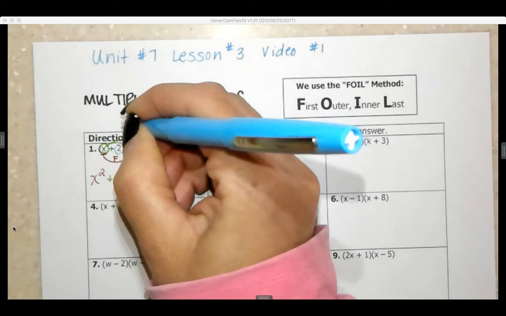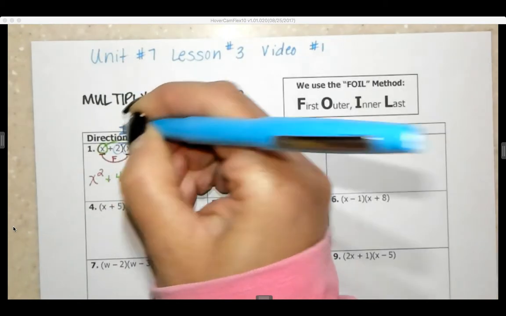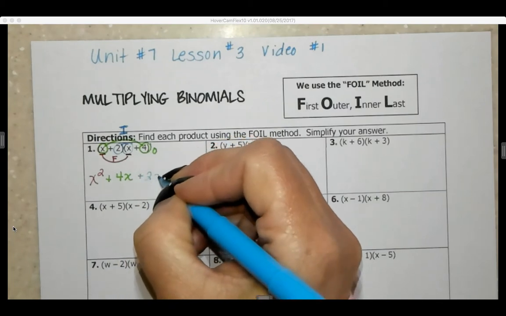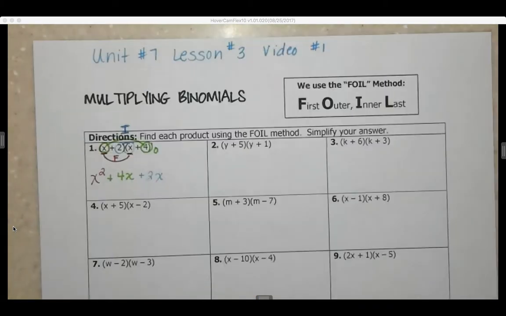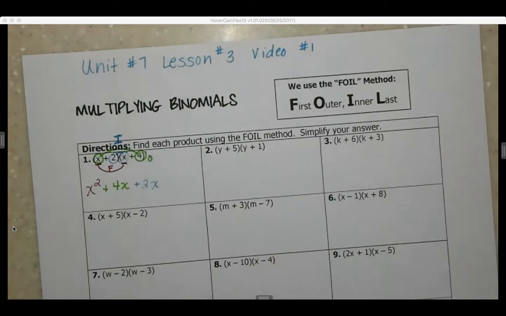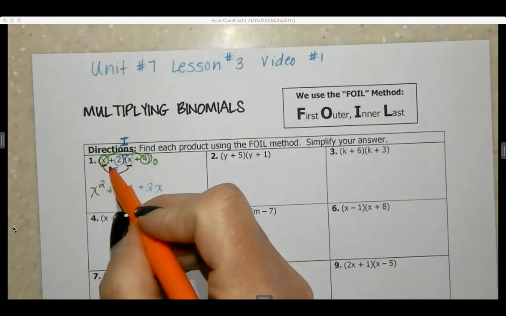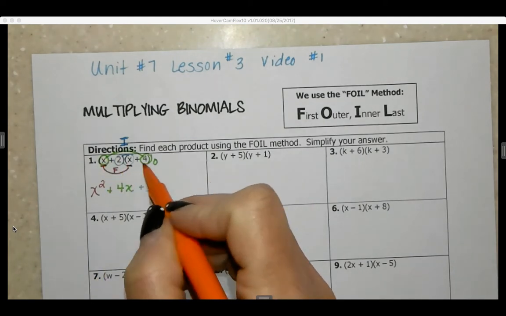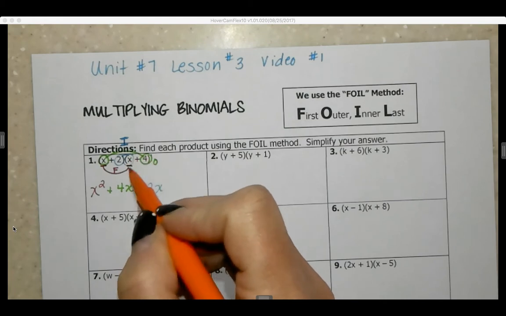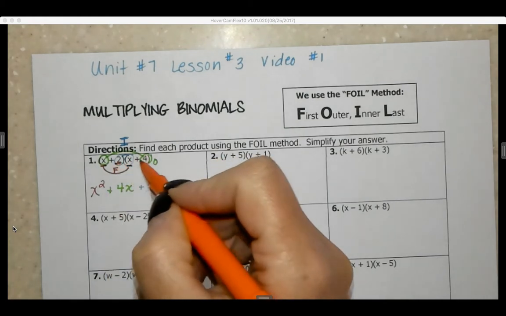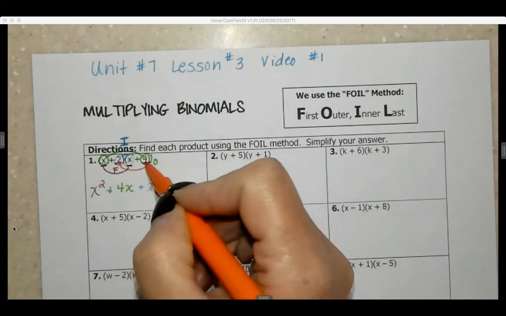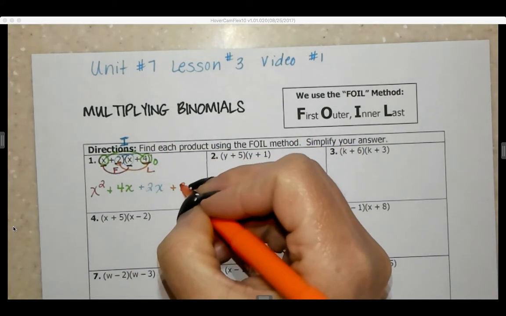I'm kind of out of room here. I should have done this on a separate piece of paper. And what's 2 times x? Positive 2x. And last is last. L stands for last. What are the last terms? Well, this 2 is the last term in that binomial, and this 4 is the last term in that binomial. So we're going to take this 2 times this 4, and that's the L. And what's 2 times 4? 8.